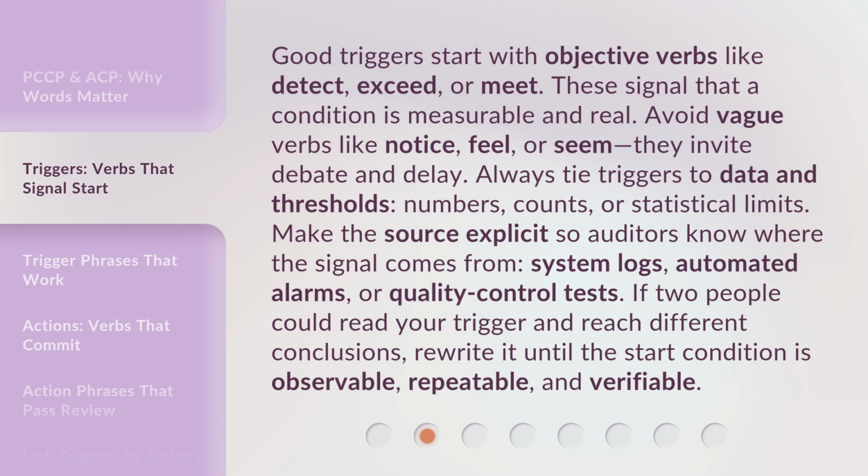Always tie triggers to data and thresholds: numbers, counts, or statistical limits. Make the source explicit so auditors know where the signal comes from: system logs, automated alarms, or quality control tests. If two people could read your trigger and reach different conclusions, rewrite it until the start condition is observable, repeatable, and verifiable.